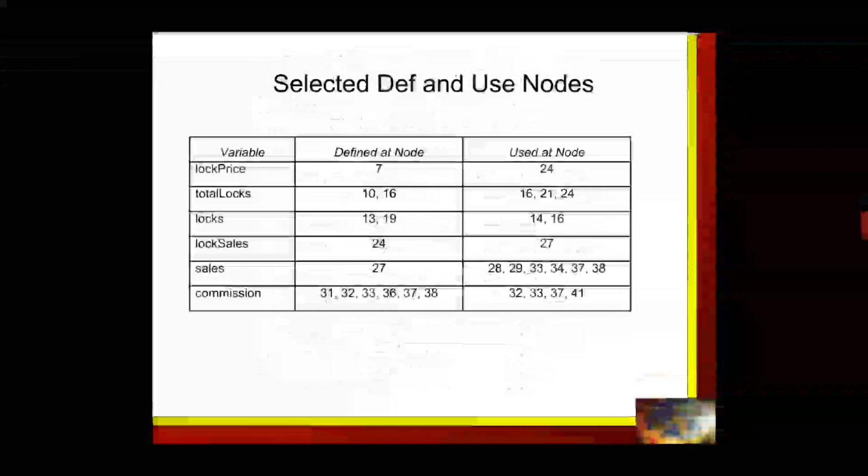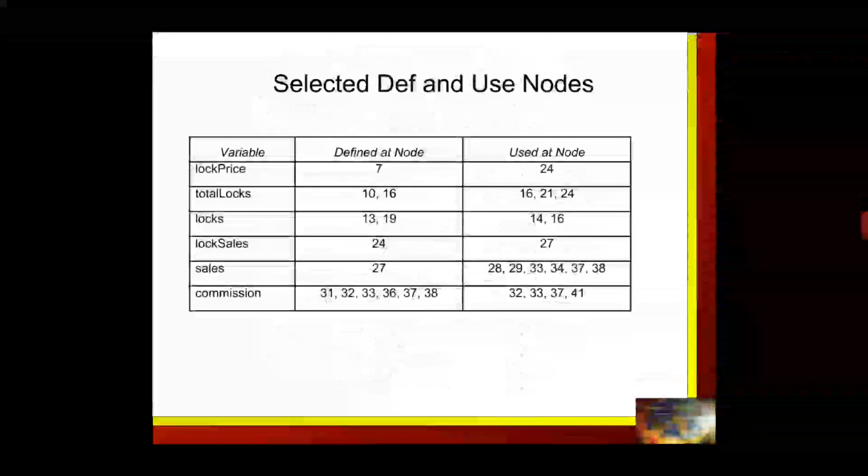In the same way, total lags is also defined at 8, 10 and 16. You can check here. It is used at 16, 21, 24. The same way, lags sales. And that. So while writing define and use node, in one row write variables.